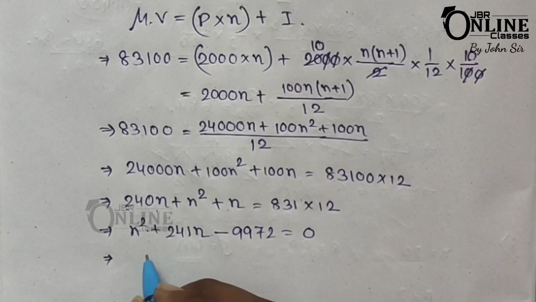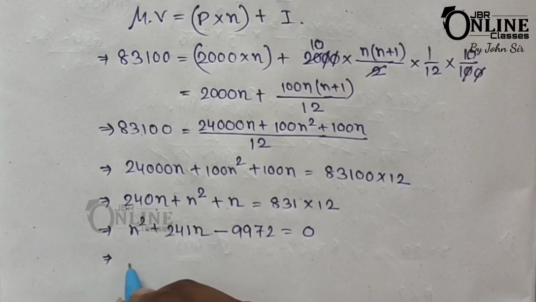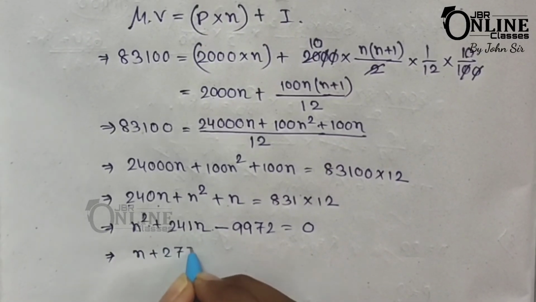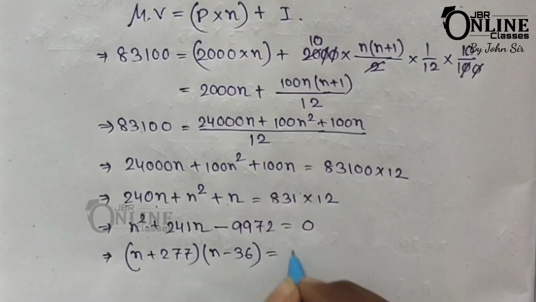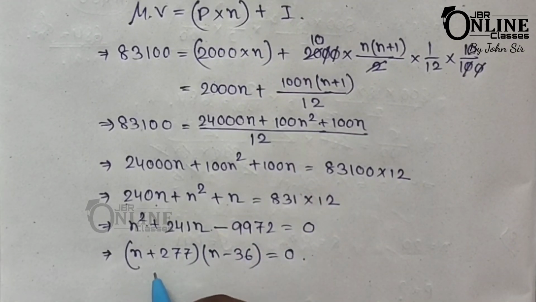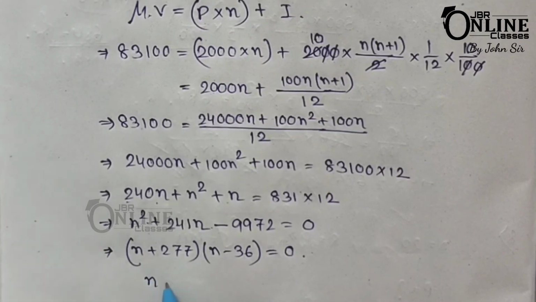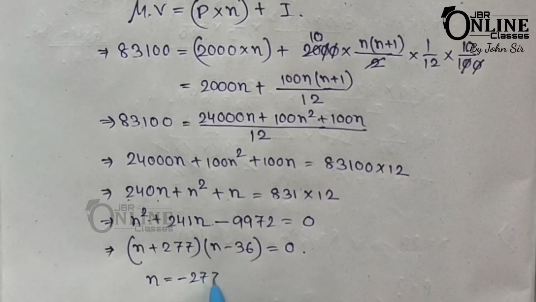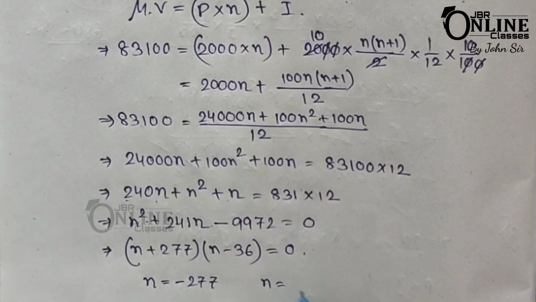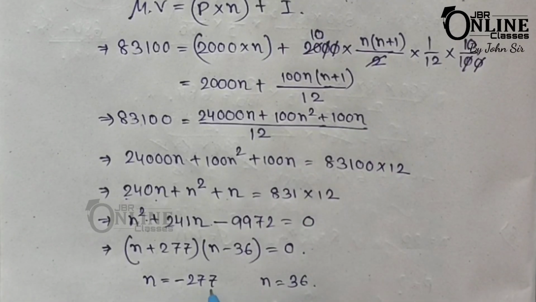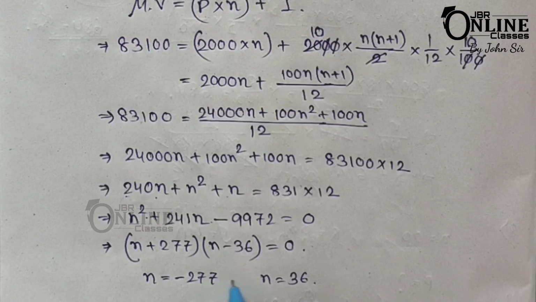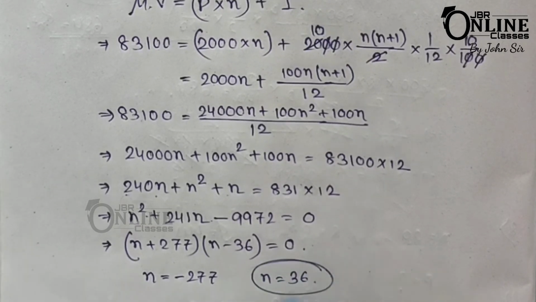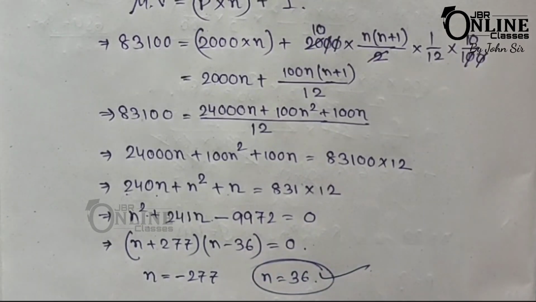So now it's solved by middle term factor, and then you will get n plus 277 into n minus 36, that equal to 0. So from that equation, either n equal to minus 277 or n equal to 36. Now as n is the number of months, it should not be less than 0. That means the value of n equal to 36. That is the right answer.